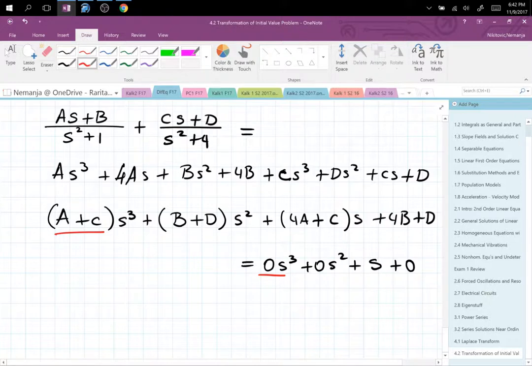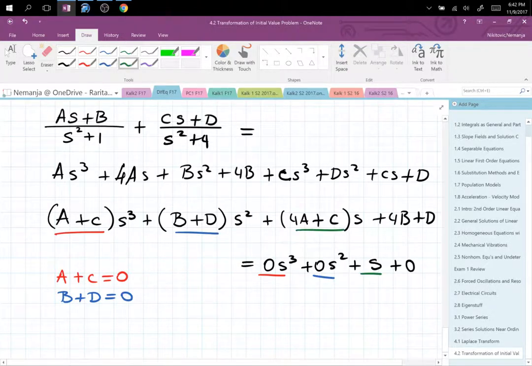So here's my red equation. It says A plus C is 0. Here's my blue equation. B plus D is 0. Here's my green equation. 4A plus C is 1, sorry, 1. And here's the purple equation. 4B plus D is 0.